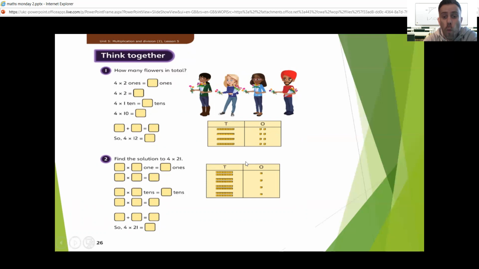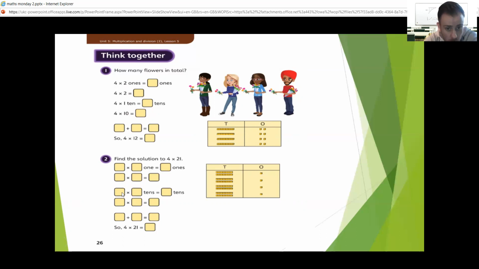Okay, so we're going to do our ones first. So you're going to do 4 times 1, 1. Because if you look, we've got 1, 1, another 1, another 1, another 1. So we've got 4 times 1, 1. So we've got 4 ones. So 4 times 1 equals 4, obviously.